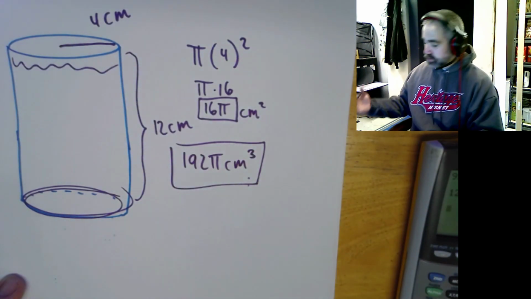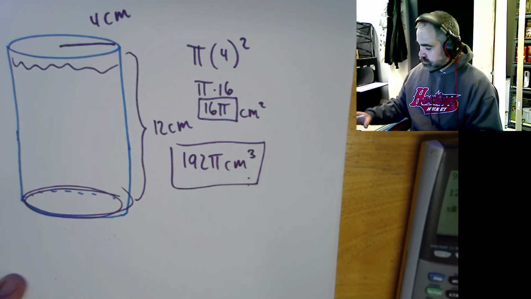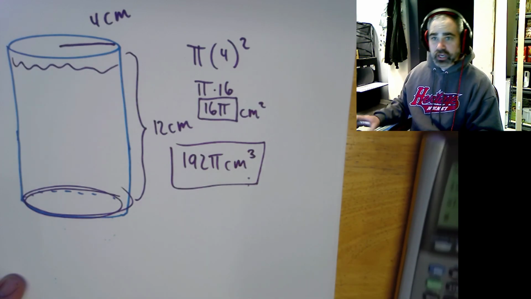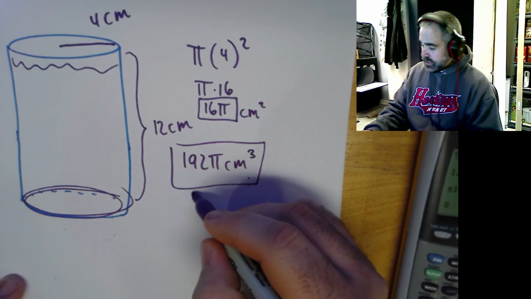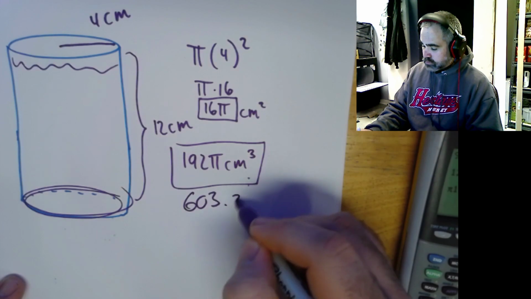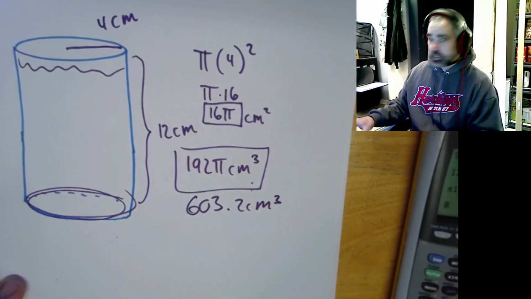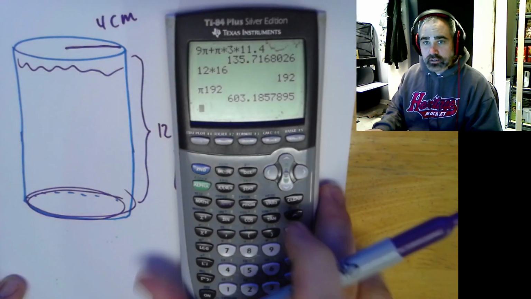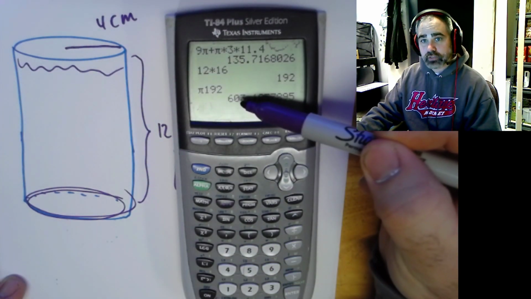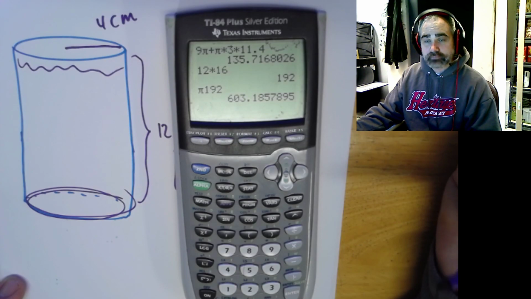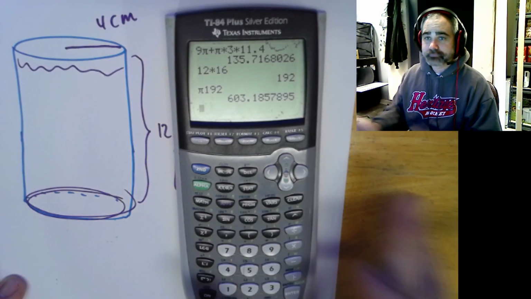The other thing you can choose to do, if you want, is to use the pi and put that in there as well. If you do that, that is 603.2 cubic centimeters if you decide to use pi as a number. Again, use your calculator to do that. Use the pi button. Round only at the very end. 1 or 2 decimal places is fine.